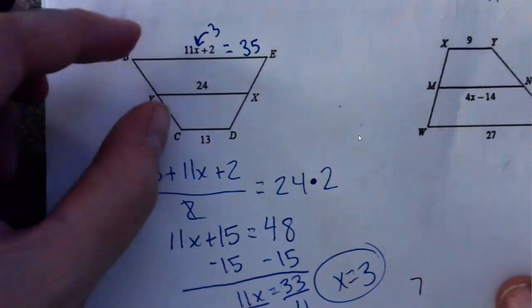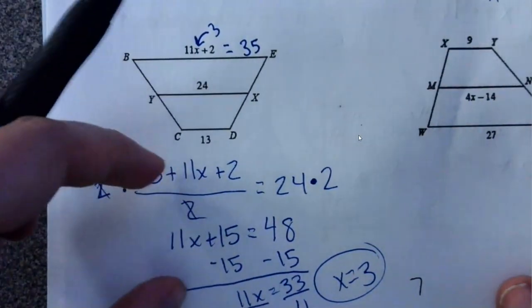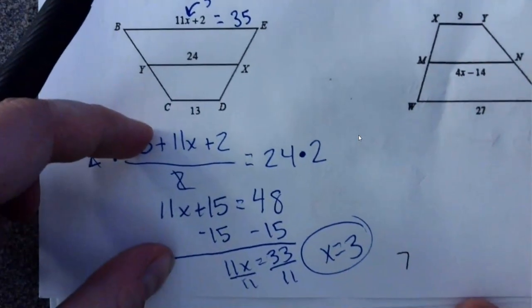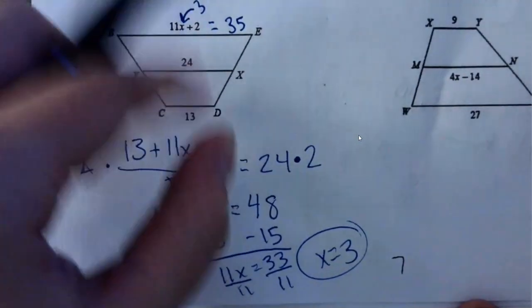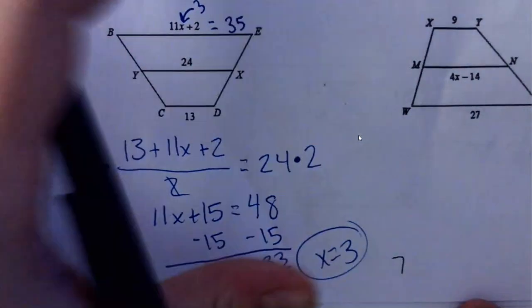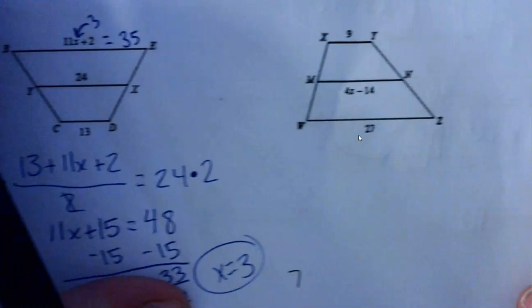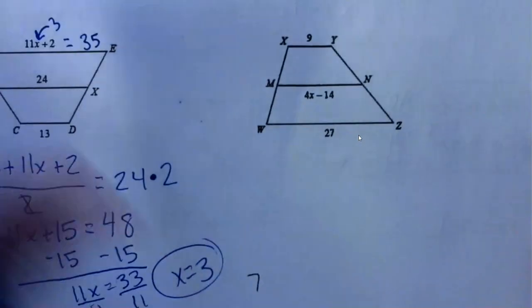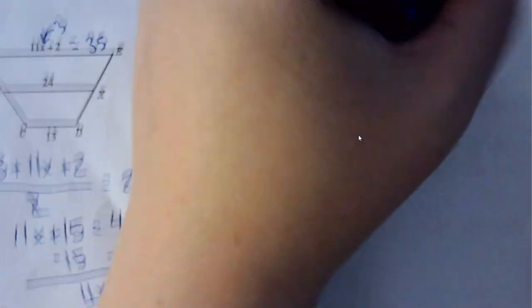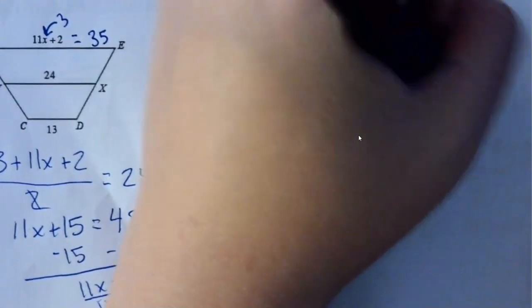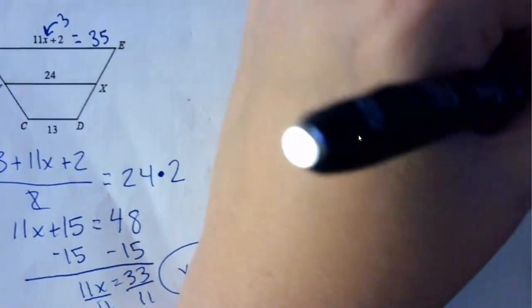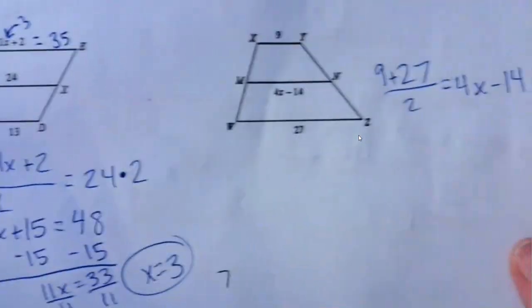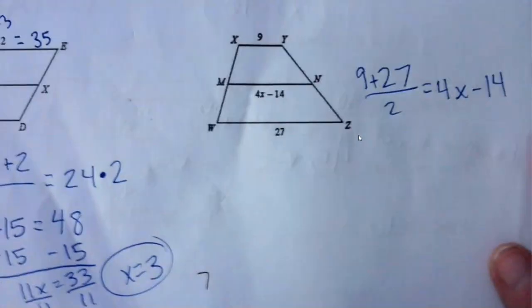But there is an easier way to do this particular problem. I just wanted to set it up like this because the one that you will see on your assignment has expressions for all 3 of them. So I want to make sure you have an idea of how it gets set up. But like for this one, you can just add 9 and 27, divide by 2, and set it equal to 4x minus 14, and then you don't have to multiply on both sides. You can just figure this out.